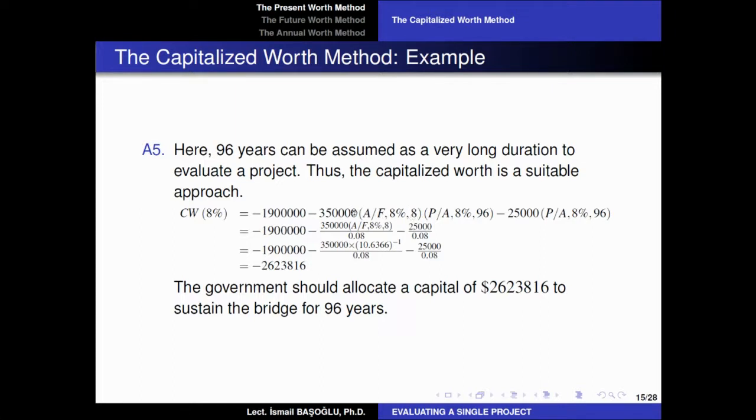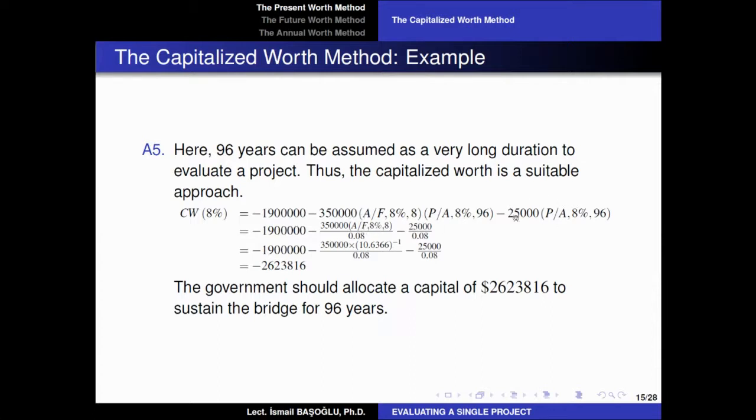Now that is not enough. Of course, we need to calculate the present worth of this uniform series, because even though we distribute the payment in the end of 8 years to 8 years of installments, we are going to continue these payments for 96 years. So the uniform series that we construct here is going to continue for 96 years under 8% interest rate. So if we multiply that value with P over A, we are going to calculate the present worth of these values.